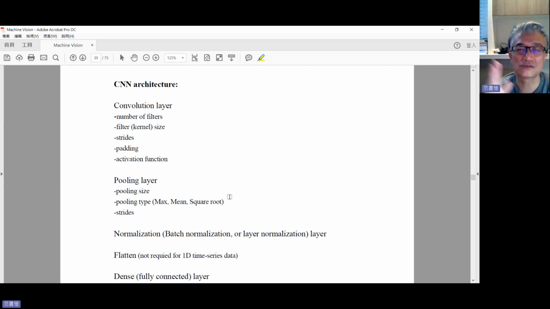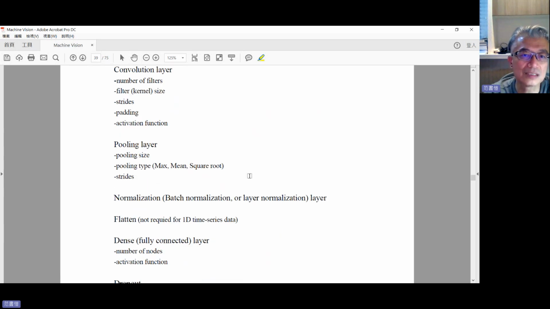Do you need to keep the original size of the feature map? And the activation: what kind of activation? Sometimes you can try. So the activation can be ReLU or GELU, typical, or a second one. You first use the ReLU or GELU, the second use a sigmoid or hyperbolic tangent, and finally ReLU. Pooling layer, pooling size typically 2 by 2. The pooling type can be max or mean, or root mean square.